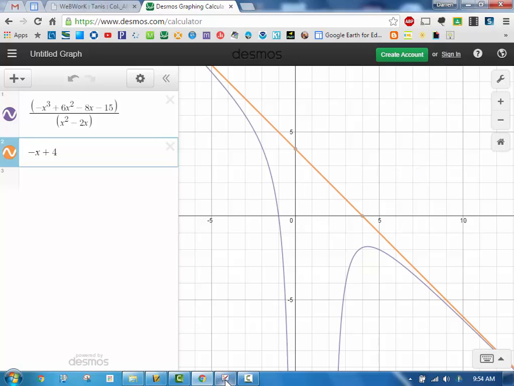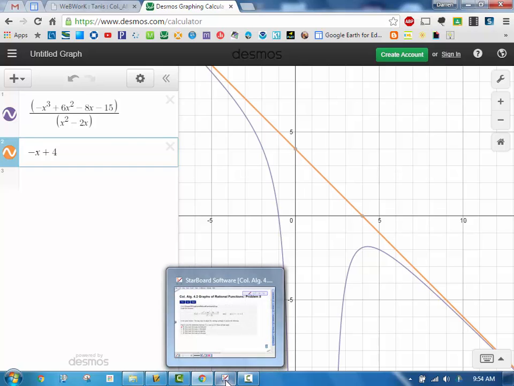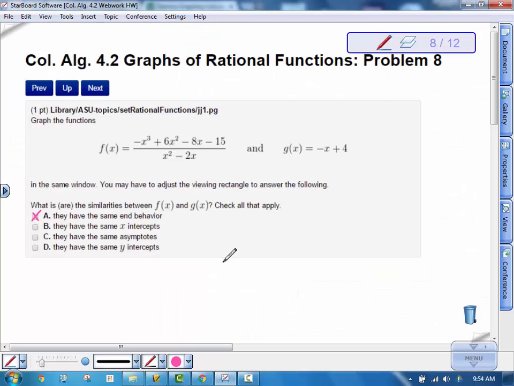Now, you can move on to the next problem if you want in this video, if you're not interested in learning why. If you are interested in the why, which I think is important because it helps tie together what we're learning here, where this comes from is this. When I do the long division, I get x squared minus 2x, and I'm dividing this into the other function, which is negative x cubed plus 6x squared minus 8x minus 15.